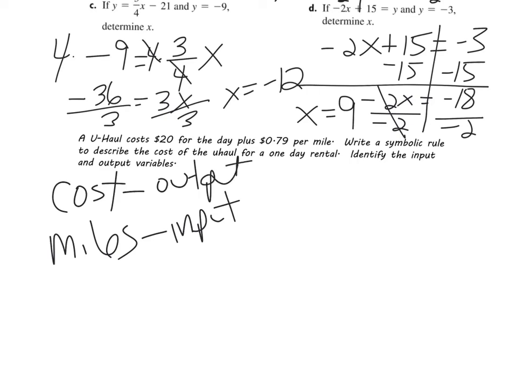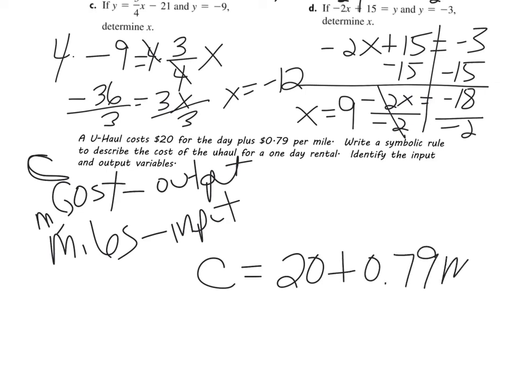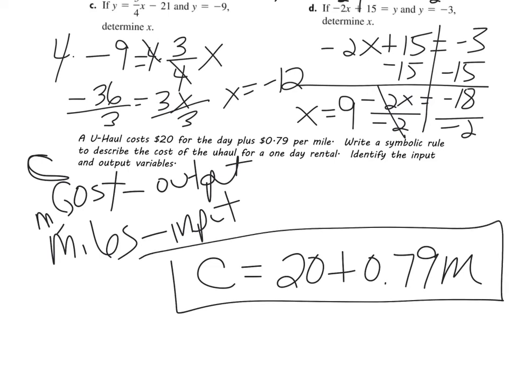If I use C to represent cost and M to represent miles, I'm going to write a symbolic rule starting off with C equals, cost equals, no matter what, I'm going to spend $20 plus 79 cents per mile. There is our equation.